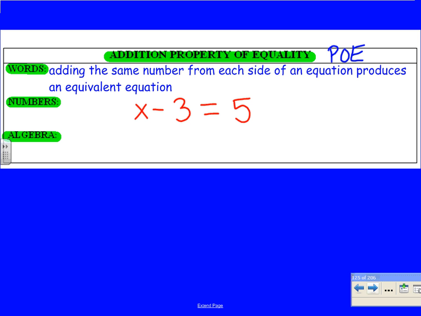Okay. So just like we did before, when you're solving for x on an equation, what you do to one side, you have to do to the other side. You have to be fair. It has to be equal. It has to be equivalent. Okay? And again, the example I have up there is the easiest and most basic equation that you are going to see.